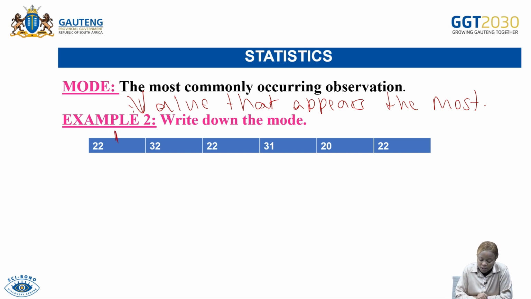Do you have another 22? Okay, yes, you have another 22. And then do you have another 22? Yes, you have another 22. So you've got 3 22s.